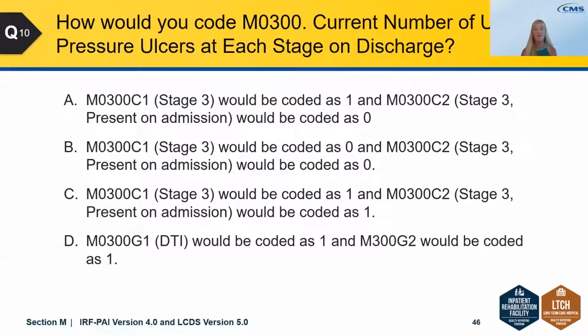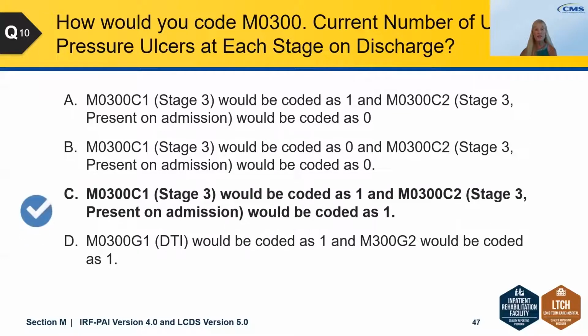And the majority of you got the correct answer, which is C, stage 3. MO300C1, stage 3 would be coded as a 1, and MO300C2, stage 3, present on admission, would be coded as a 1.